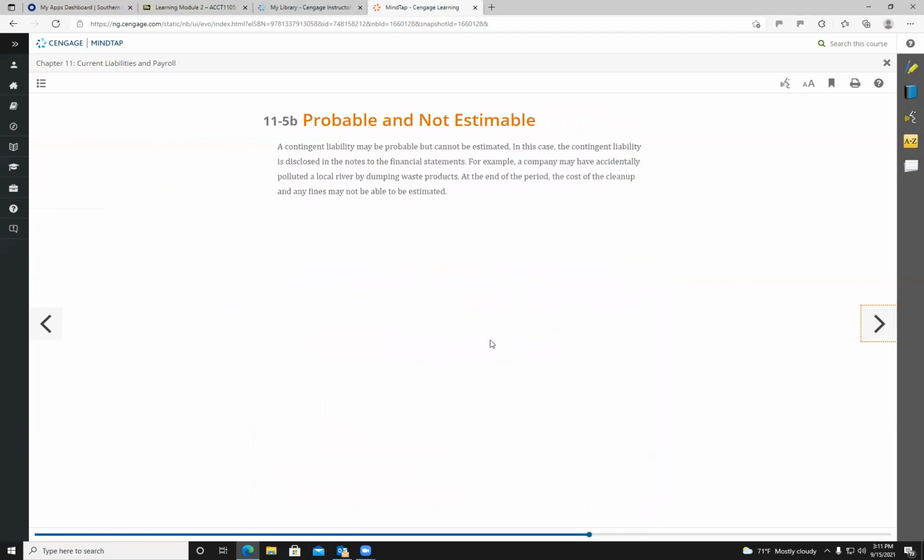So a contingent liability may be probable, but cannot be estimated. In this case, the contingent liability is disclosed in the notes to the financial statements. So there's no journal entry. An example: a company may have accidentally polluted a local river by dumping waste products. At the end of the period, the cost of the cleanup and any fines may not be able to be estimated. But of course, a note to disclose that would have to be placed in the financial statements.